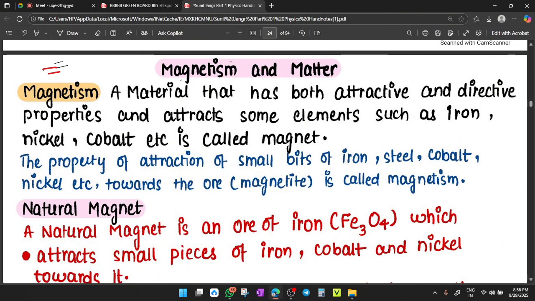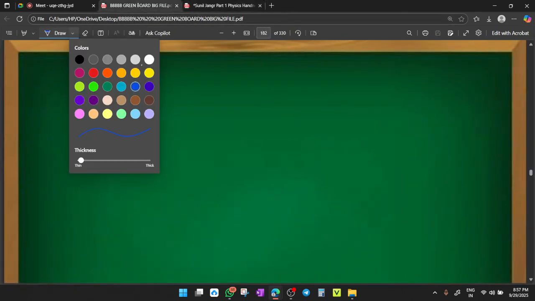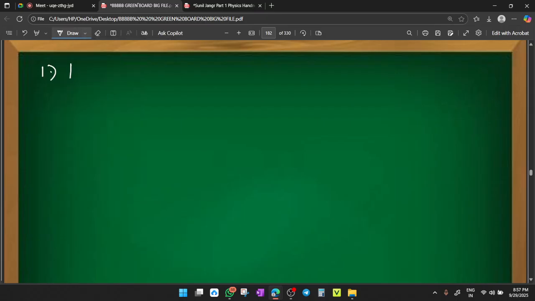We're starting our chapter, Physics class 12th, Magnetism and Matter. We have to study two different things here. First is magnetism and second is matter. So the first question arises: what is magnetism?